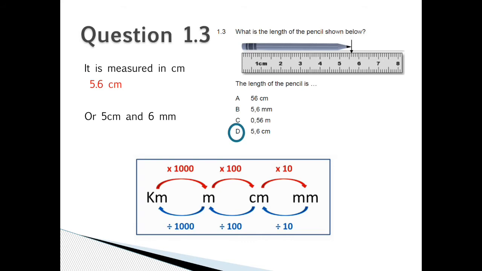You need to be able to convert from millimeters to centimeters by dividing by 10, from centimeters to meters by dividing by 100, and from meters to kilometers by dividing by 1,000. You also need to be able to convert from kilometers to meters by multiplying by 1,000, from meters to centimeters by multiplying by 100, and from centimeters to millimeters by multiplying by 10.